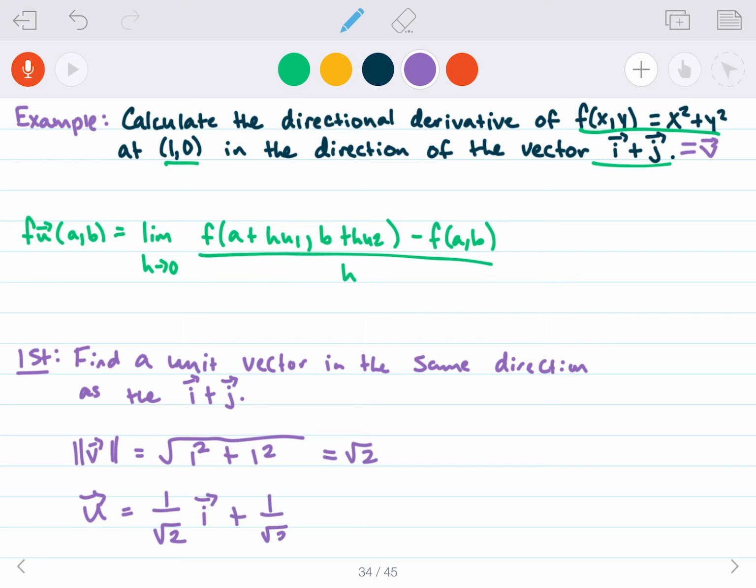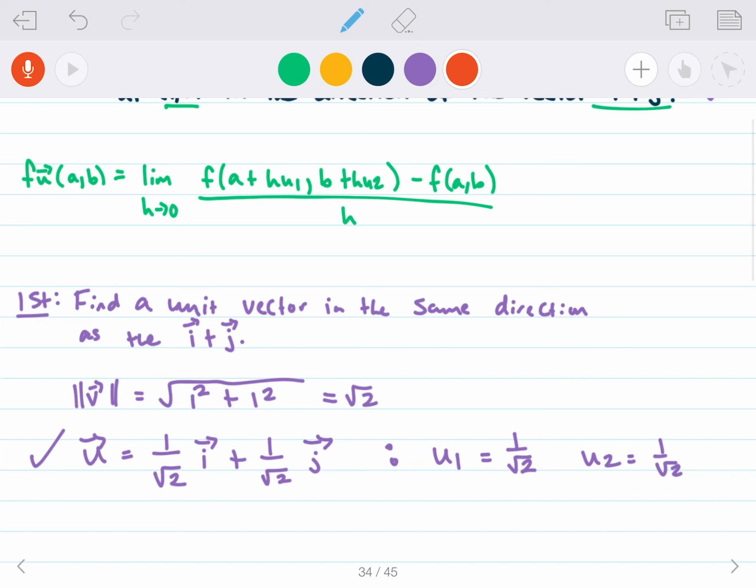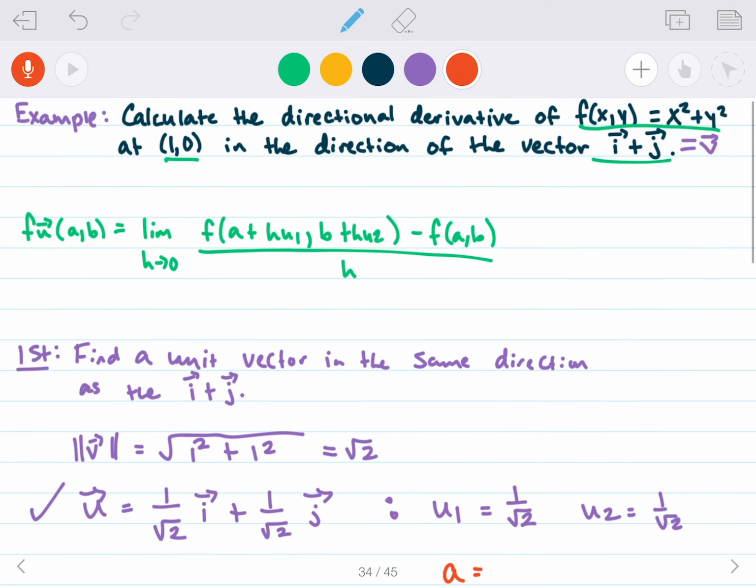So now that we have this, we can continue with our problem. Now we have everything we need, because what this is telling us is that u1 in our formula is 1 over root 2, and u2 is also 1 over root 2. We also know that a is equal to 1, and b is equal to 0, and that's really all we need to plug everything in here, right? This is our point that we're interested in, so a is 1 and b is 0.